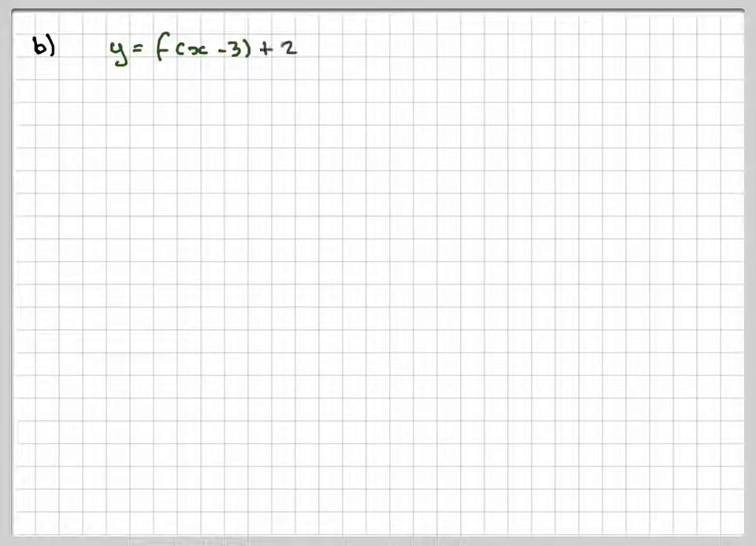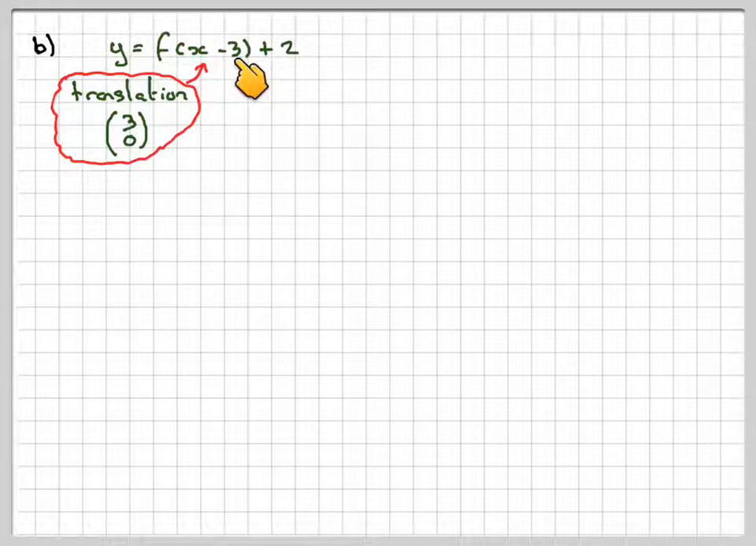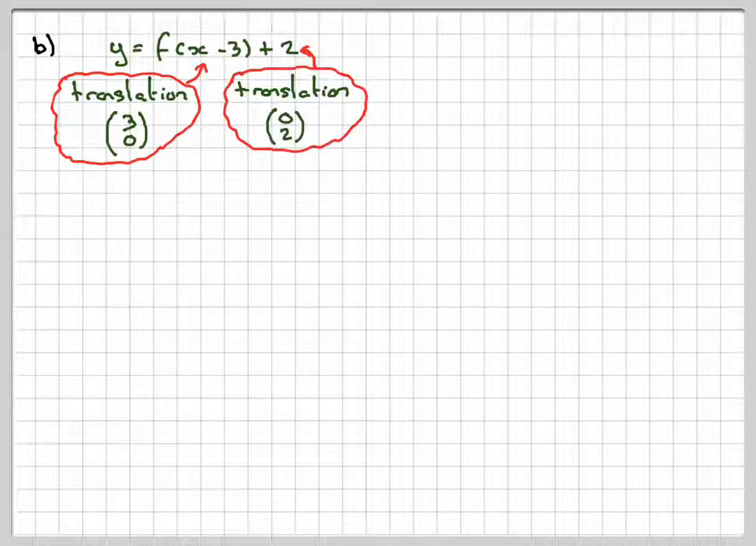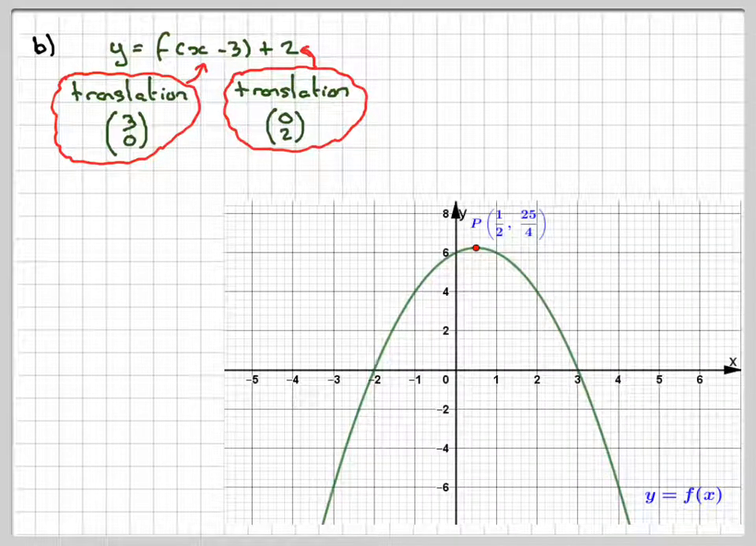Now for part B, we've got y is equal to f of x minus 3 plus 2. So this is going to be a translation 3, 0. Even though it says minus 3, it's actually going to go to the right, a horizontal translation of 3 units. And this is going to be a vertical translation 0, 2, so a translation upwards by 2 units. So here is my original graph, and here's my maximum point. This point is going to move along 3 and up 2, so I need to add 3 to that coordinate and 2 to that coordinate.